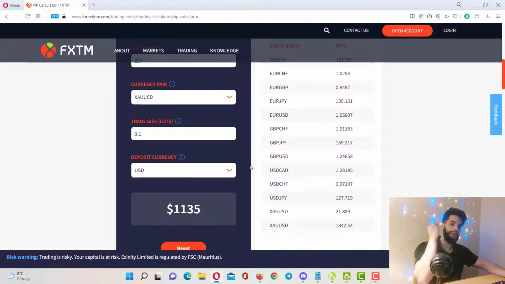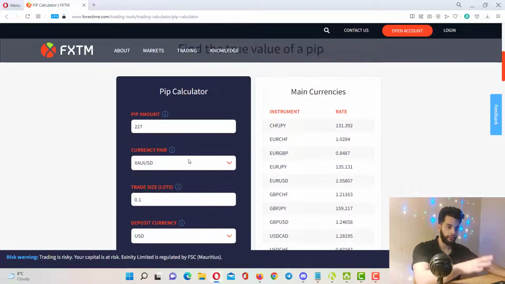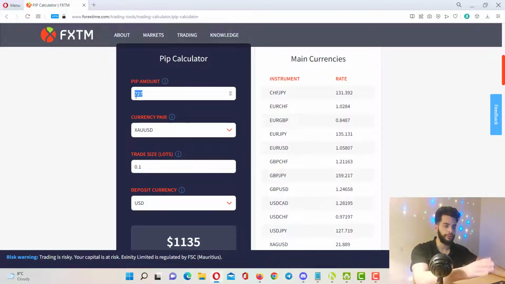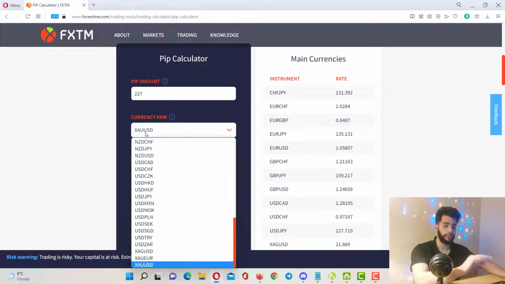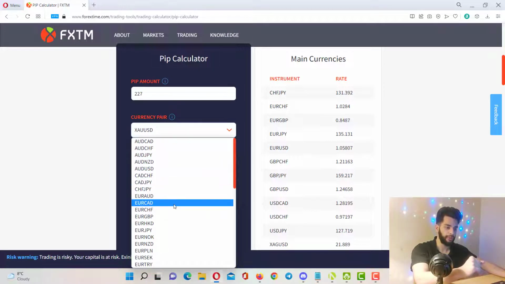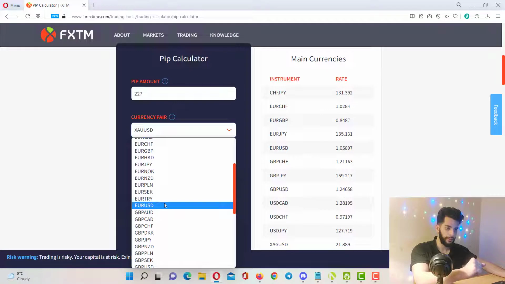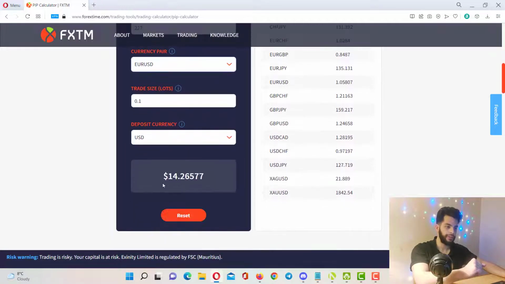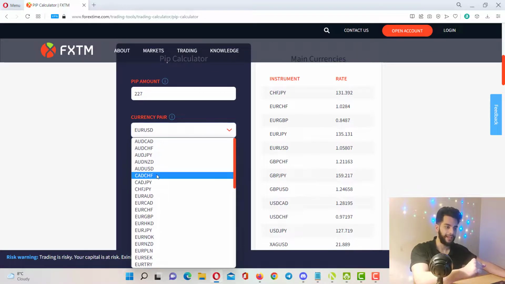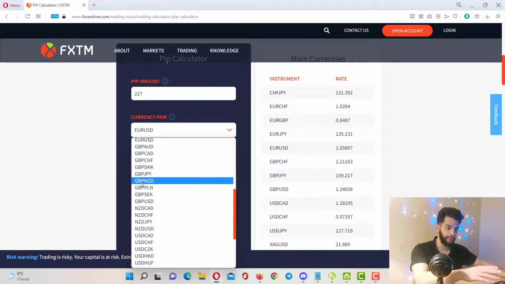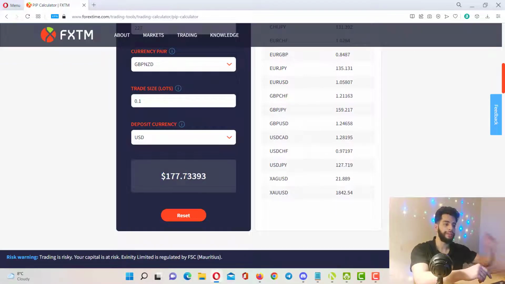But if you're a scalper, guys, so this is for gold. Let me show you how much of a difference it has between, for example, gold and EURUSD or GBPUSD. So let me take it to EURUSD. You see, it's only $14. And if I take it to something else like GBPNZD, it's $177, which is 1/10 of what it was on gold, which is absolutely crazy.